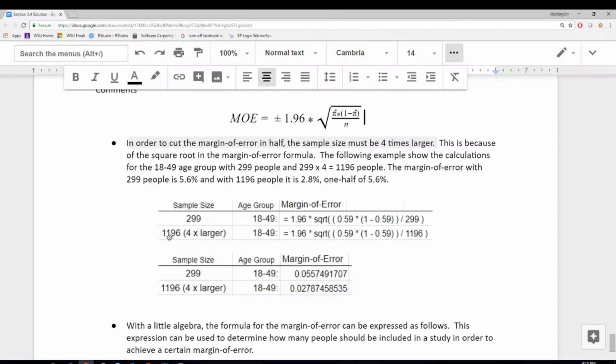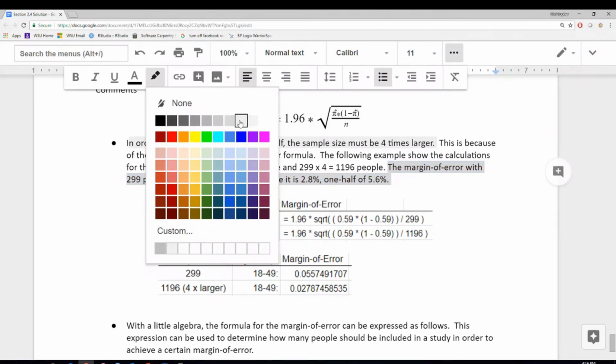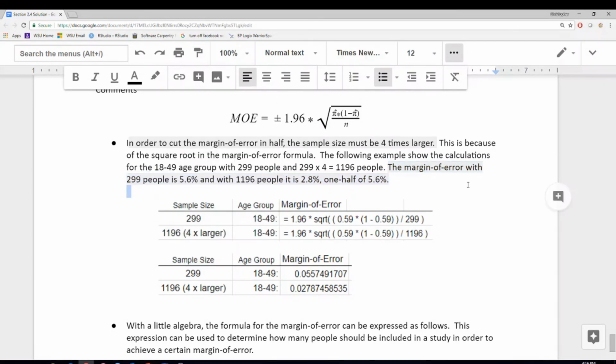So I'm going to use 1,196 here in the denominator instead of 299. And when I do that, you can see that the margin of error goes from about 5.6% with 299 people, and it actually drops to about 2.8% when I use 1,196. Okay? So in order to cut your margin of error in half, what you actually have to do is take 4 times as many people.